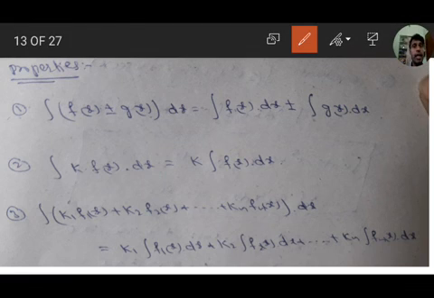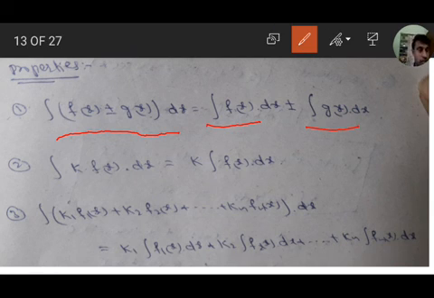First one, integration of f of x plus or minus g of x dx equals integration of f of x dx plus or minus integration of g of x dx. It means the integration of a sum of two functions equals the sum of the individual integrations. If it is a subtraction, we get a subtraction. Only addition and subtraction separate. The integration of an algebraic sum of two functions is the sum of the individual integrations.